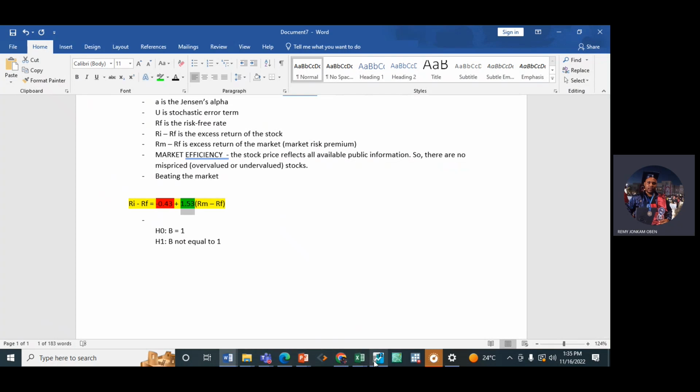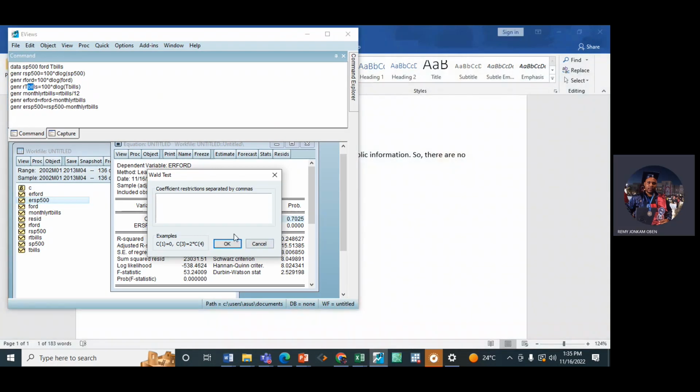So I will use coefficient 2. My restriction here, I will put C(2) equal 1. It's even written down here, there are some examples down here you can see. So if I write here C(2) = 1, it means I want to test the null hypothesis that it is equal to 1, because the normal hypothesis we test with the regression is that it is equal to 0.